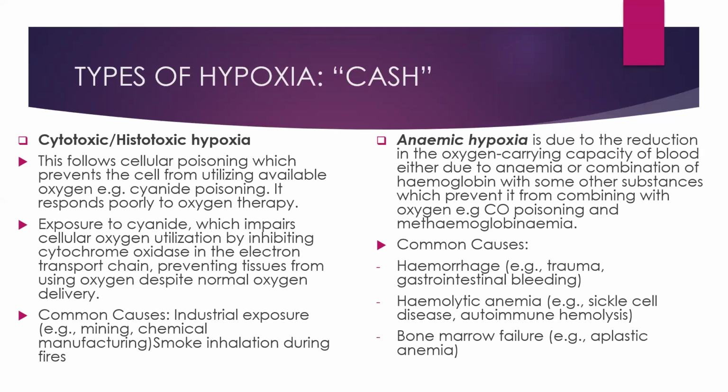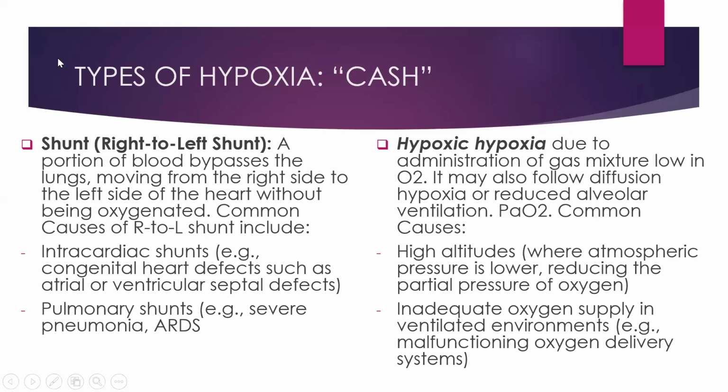It may just be the presence of abnormal hemoglobin that is competing with the oxygen that is available. So common causes of anemic hypoxia in ICU or in critical setting include hemorrhage from trauma or GI bleeding, hemolytic anemia from sickle cell disease, or aplastic anemia. This will cause hypoxia because the amount of hemoglobin present in blood to transport oxygen is reduced.